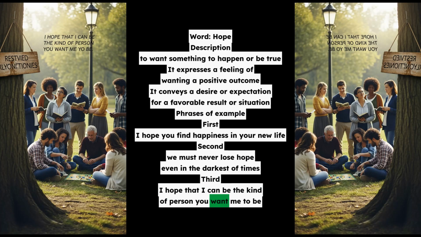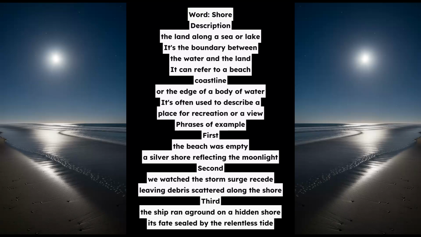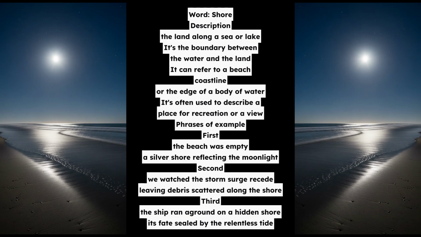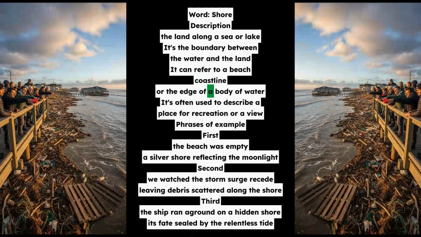Word: shore. Description: the land along a sea or lake. It's the boundary between the water and the land. It can refer to a beach, coastline, or the edge of a body of water. It's often used to describe a place for recreation or a view.